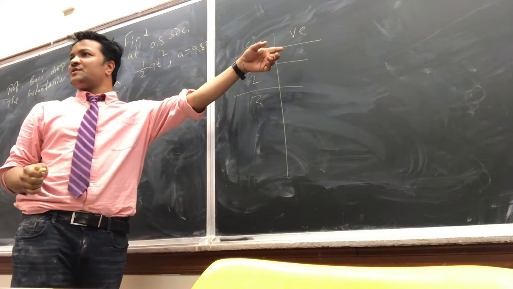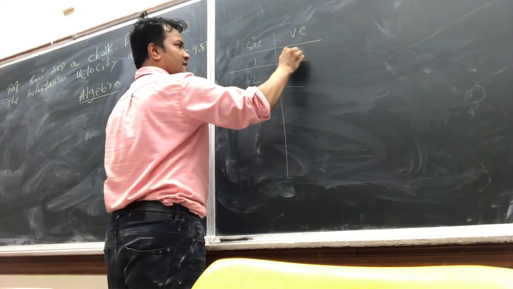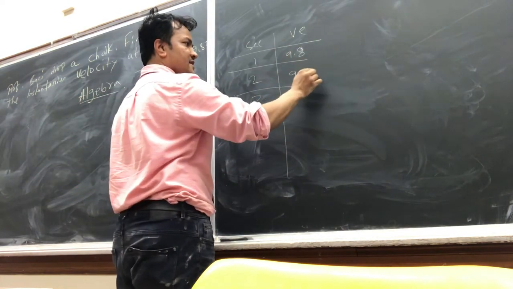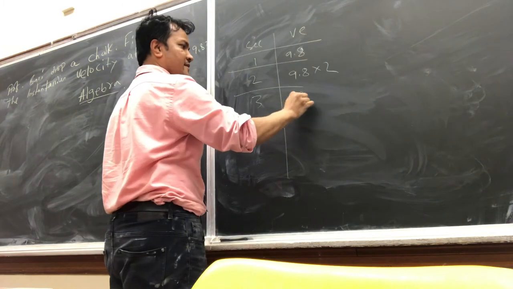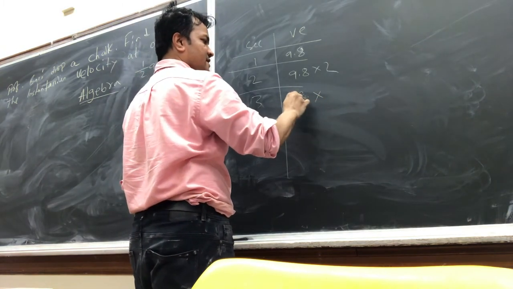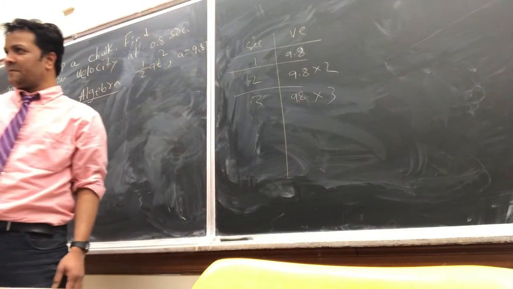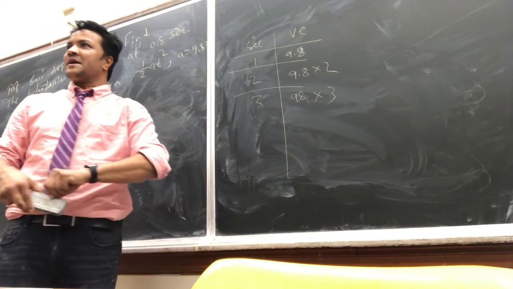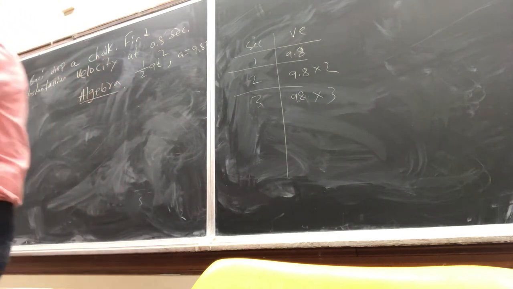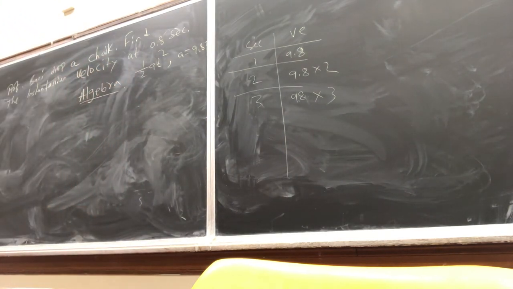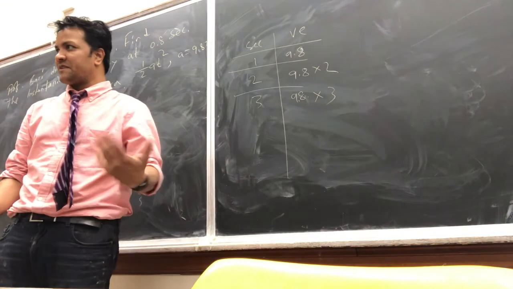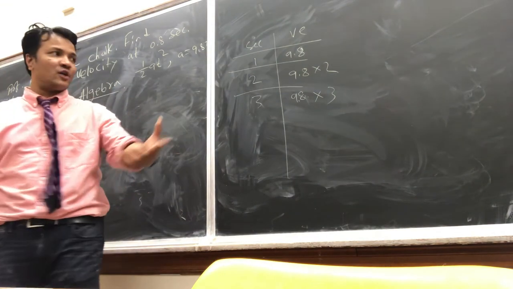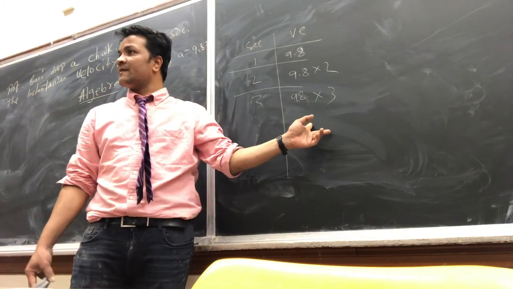First second is how much? 9.8. Second, 9.8 times two. Does that make sense to you? That's why if you jump from here, you will probably be okay. But if you jump from the Empire State Building, you will probably not be okay, because you're going to be hitting the ground with enormous velocity.